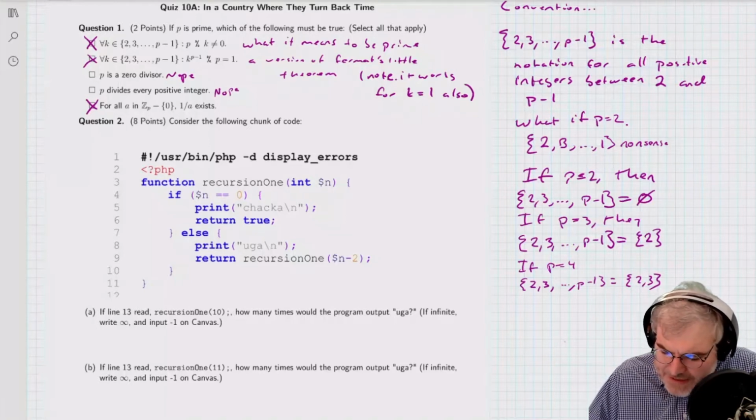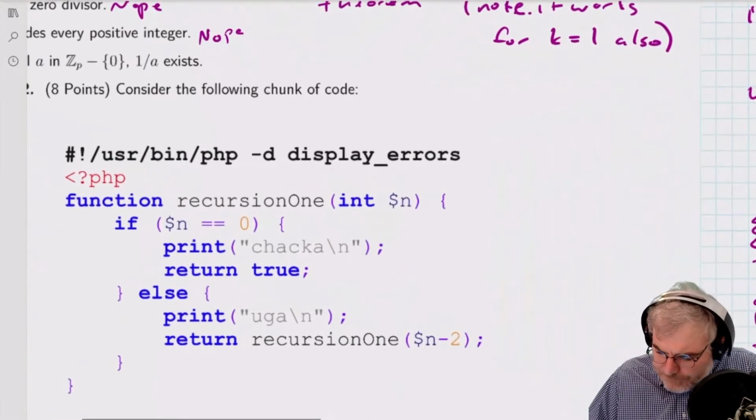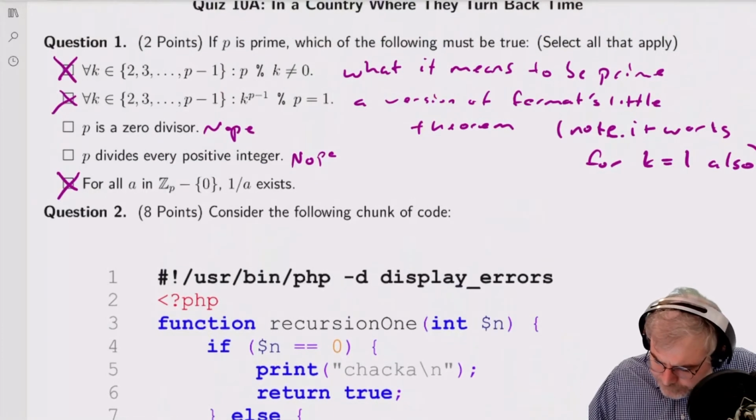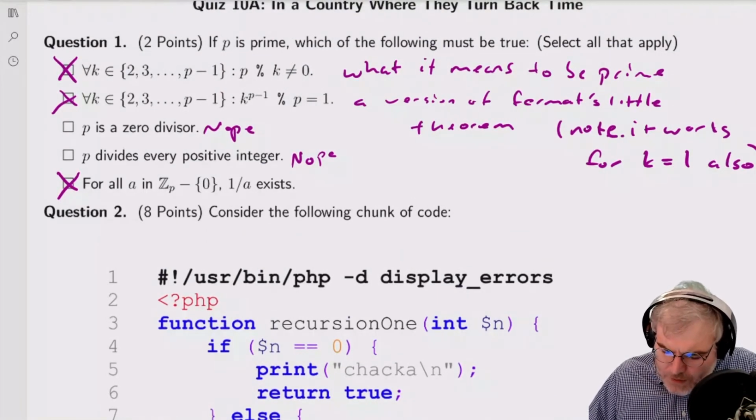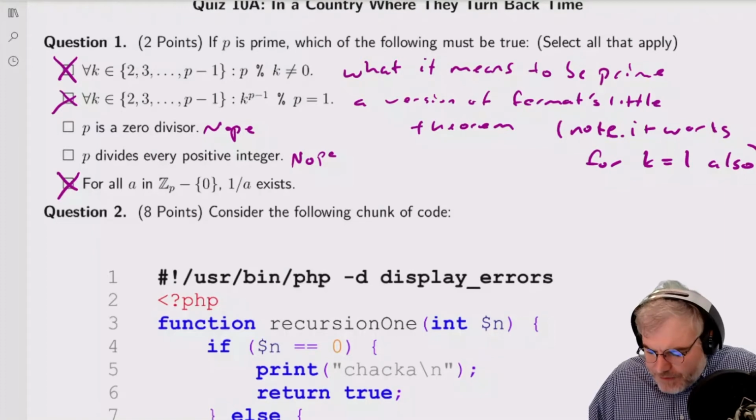Right, this is just like variations on the definition. This should be zoomed in more. Right, this could have been 1 through p minus 1. I just left it as 2. But it's still true, right?